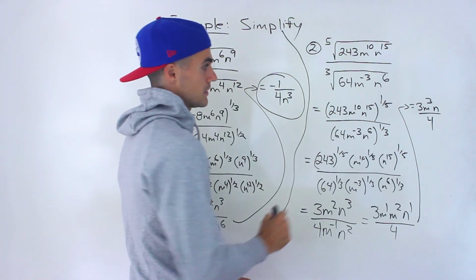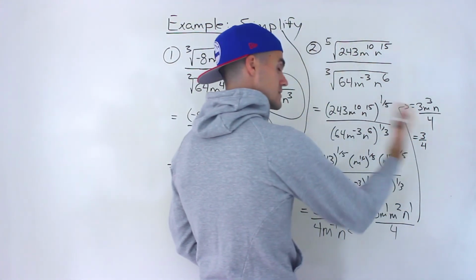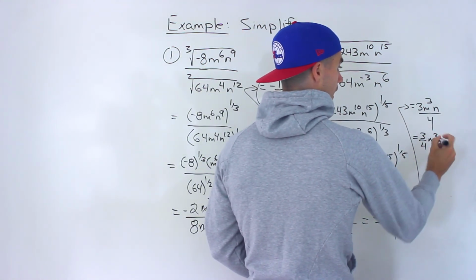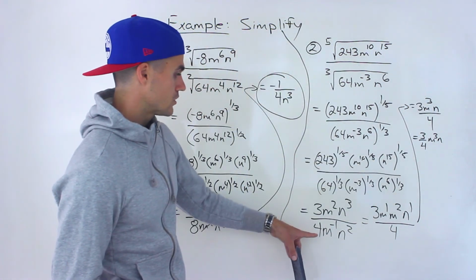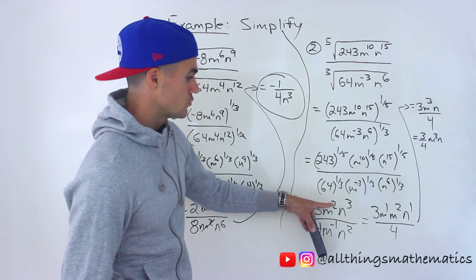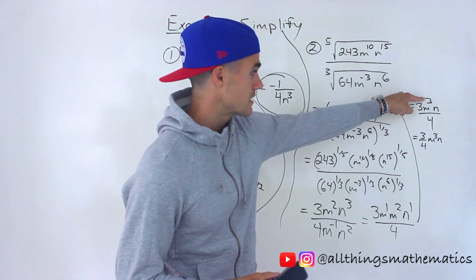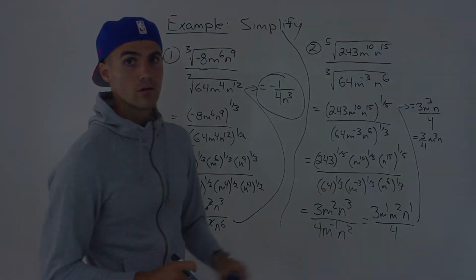So it could be written like that, or another way is you can take out the fraction, the 3 over 4, and then we'll have m to the 3 n, like that. So two different ways to write it. Another way you could have simplified the m's here is 2 minus -1, which would be 2 plus 1, which would be 3. So that's how you'd get that there. But either way, that is what the final answer is.